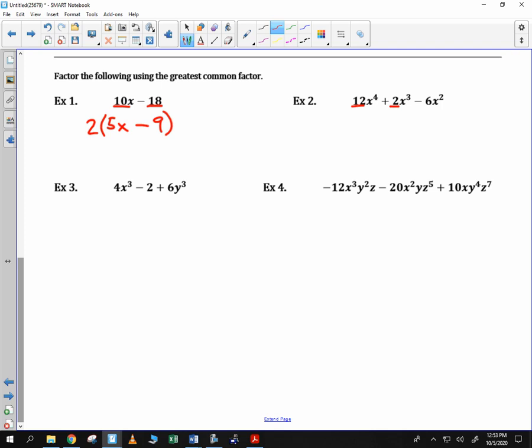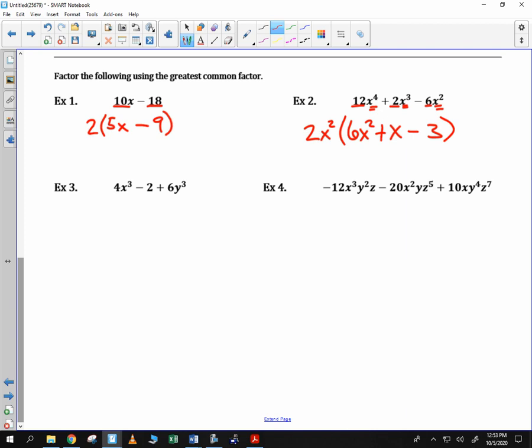Next one, I start by looking at the coefficients. I see they each are divisible by 2. And I see they each have at least an x squared. 2x squared times what is 12x to the fourth? 2x squared times 6x squared is 12x to the fourth. 2x squared times what is 2x cubed? That would just be an x. Then 2x squared times what is 6x squared? That would be a 3.